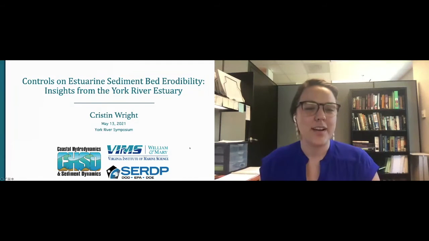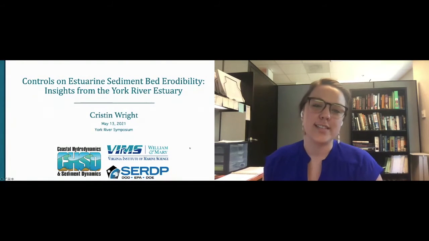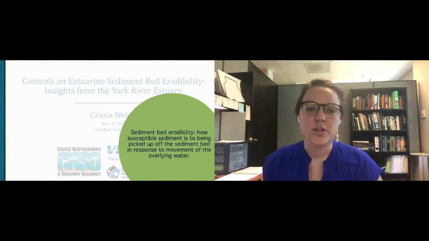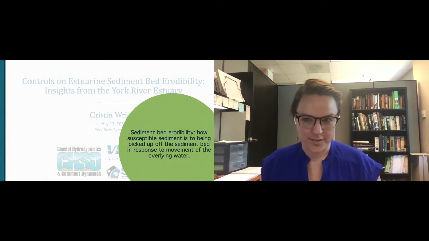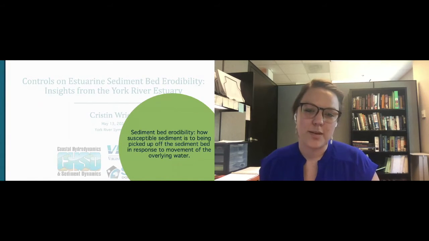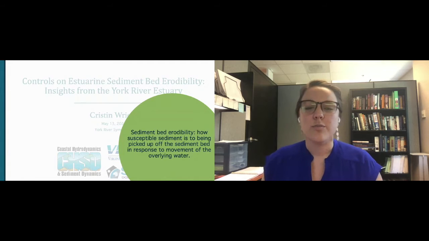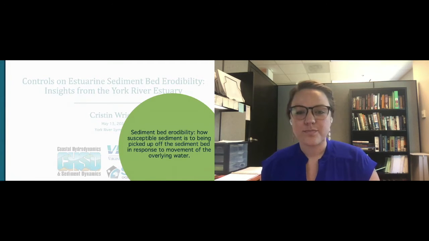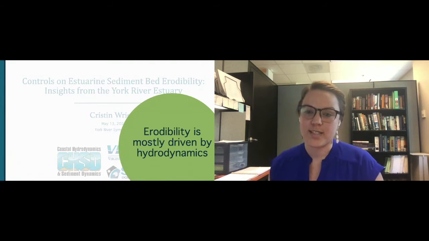Like Circe said, I'm going to be talking about controls on estuarine sediment bed erodibility. So to start off, what is sediment bed erodibility? Well, it's how susceptible sediment is to being picked up off the sediment bed in response to the movement of the overlying water.